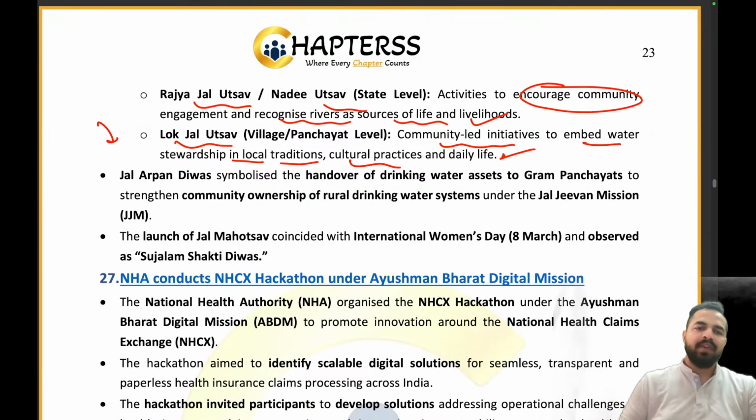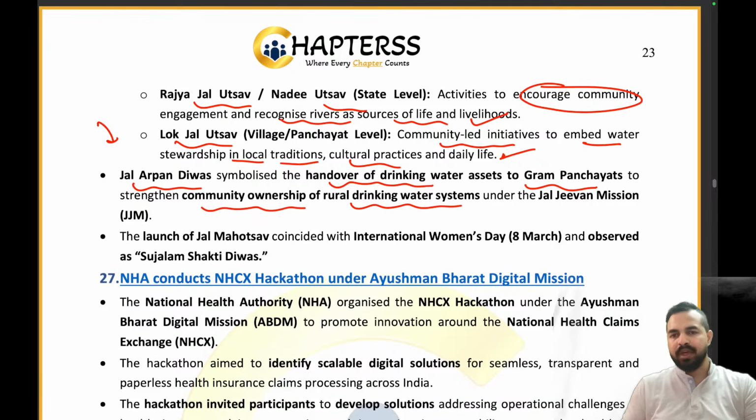Now after that we have a Jal Arpan Divas. It symbolizes the handover of drinking water assets to the Gram Panchayats to strengthen community ownership of the rural drinking water systems under the Jal Jeevan Mission.